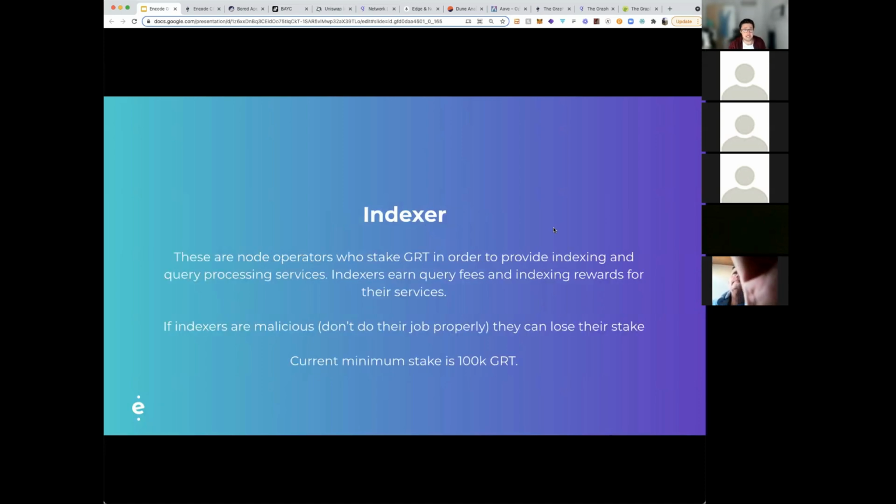An indexer is someone who's actually staking GRT in order to provide computational resources to do the indexing. So the computation is not happening on a centralized computer that no one has access to. Anyone can be an indexer. You currently have to stake 100,000 GRT. There are other ways to do it. That's about $100,000. And they get fees. Every time you make a query, you pay a fee in GRT. Someone was asking how does GRT have a price if it's free? It's not free. You pay a query fee. And indexers get rewards for providing this service.